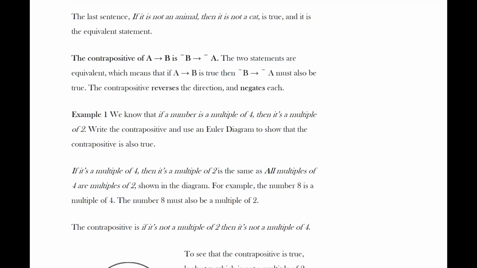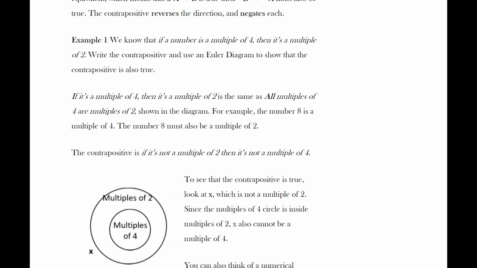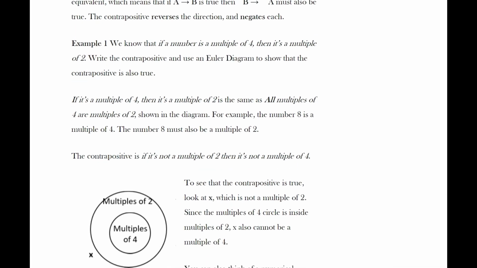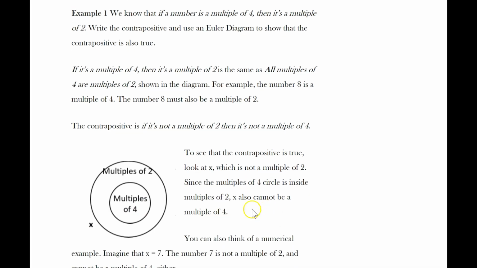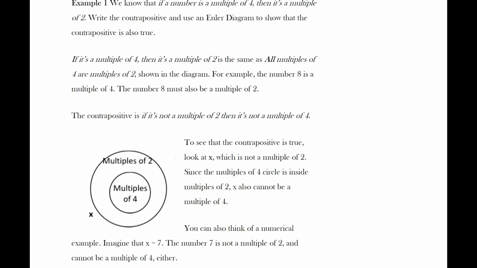So if it's a multiple of 4, then it's a multiple of 2. So all multiples of 4 are multiples of 2. That's the easier way to get your head around the diagram, right? The contrapositive is if it's not a multiple of 2, then it's not a multiple of 4. So you can think of a number out here that's not a multiple of 2. And it's pretty clear that it's also not going to be a multiple of 4 because it's also outside the multiple of 4 circle. So imagine x is 7, for instance. 7 is not a multiple of 2, and there's no way it's going to be a multiple of 4 either.